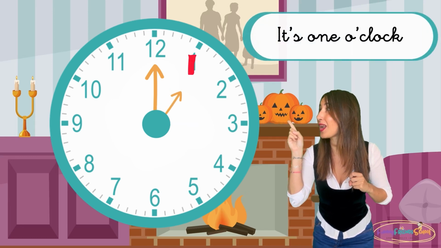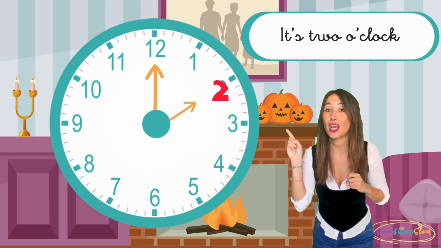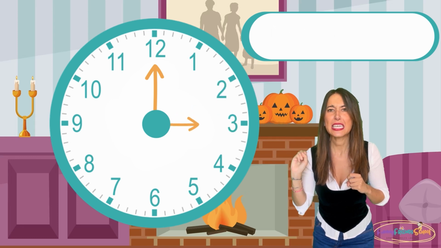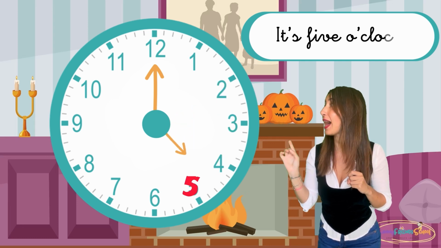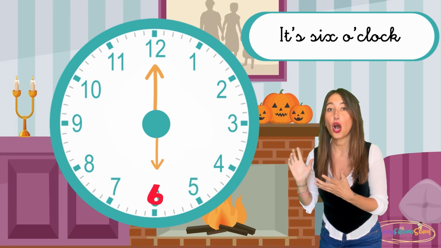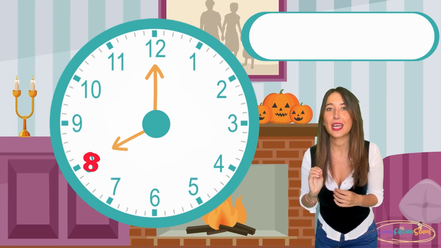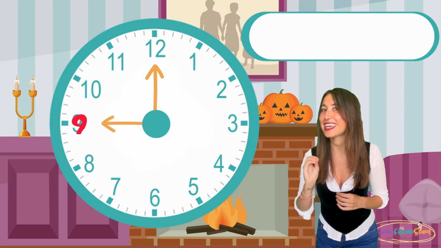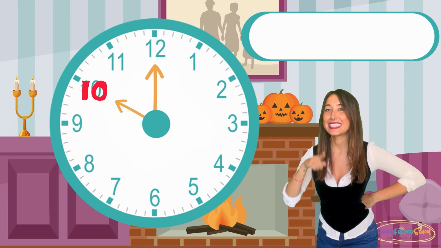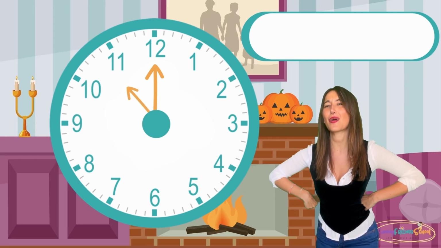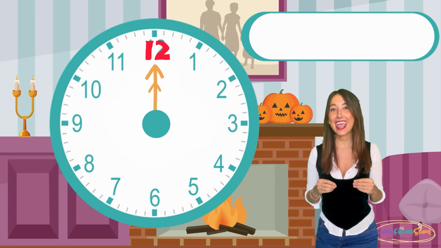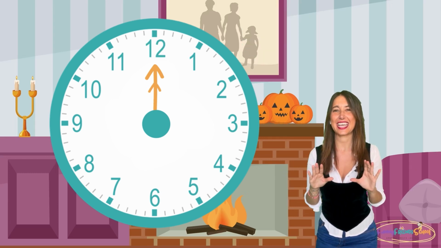It's 1 o'clock. It's 2 o'clock. It's 3 o'clock. It's 4 o'clock. It's 5 o'clock. It's 6 o'clock. It's 7 o'clock. It's 8 o'clock. It's 9 o'clock. It's 10 o'clock. It's 11 o'clock and it's 12 o'clock. Great! That is the easiest thing to do.